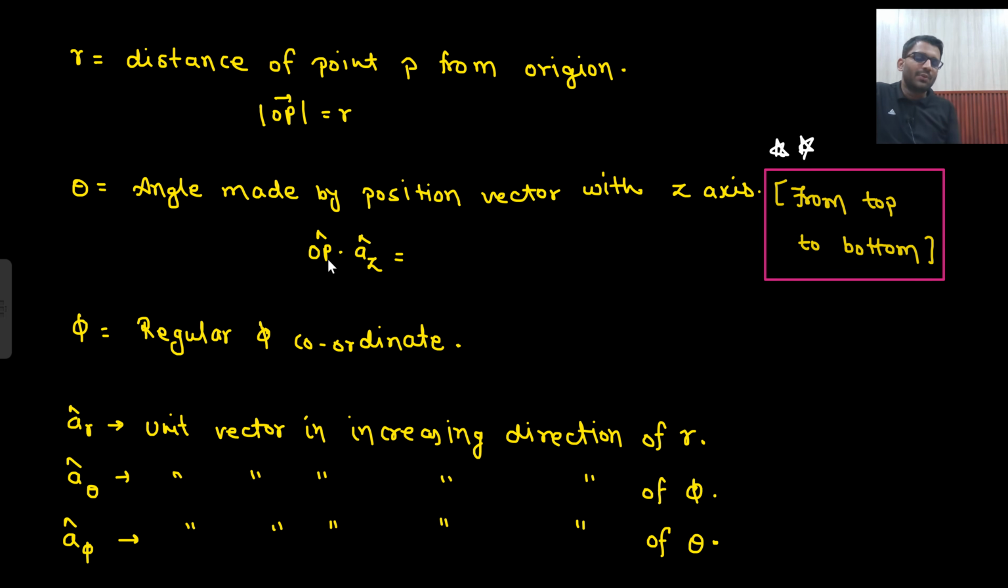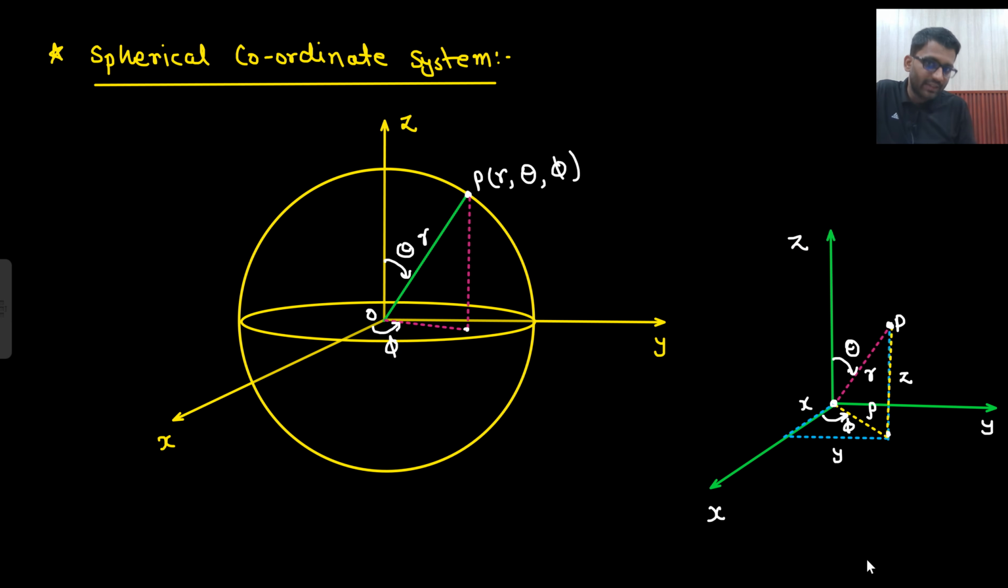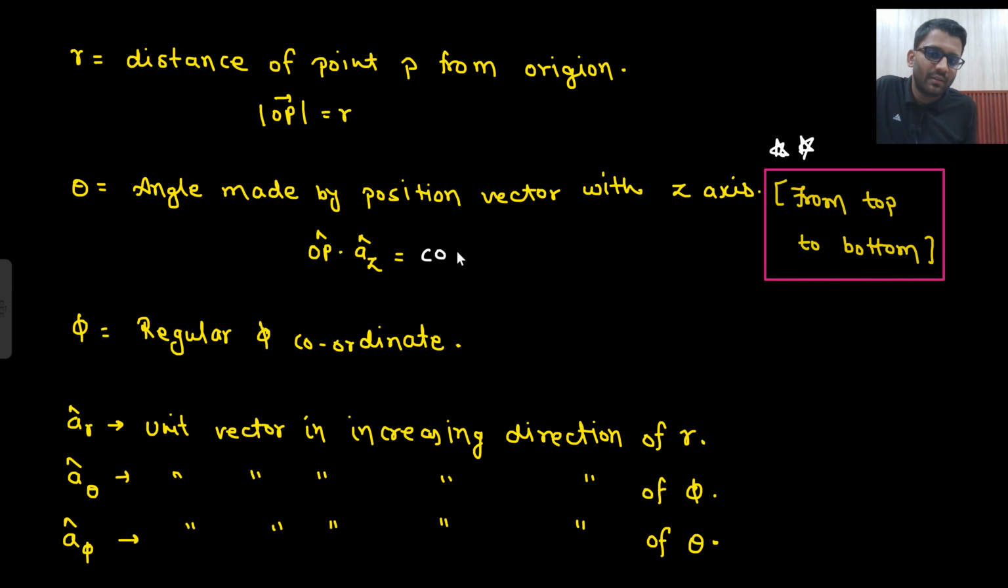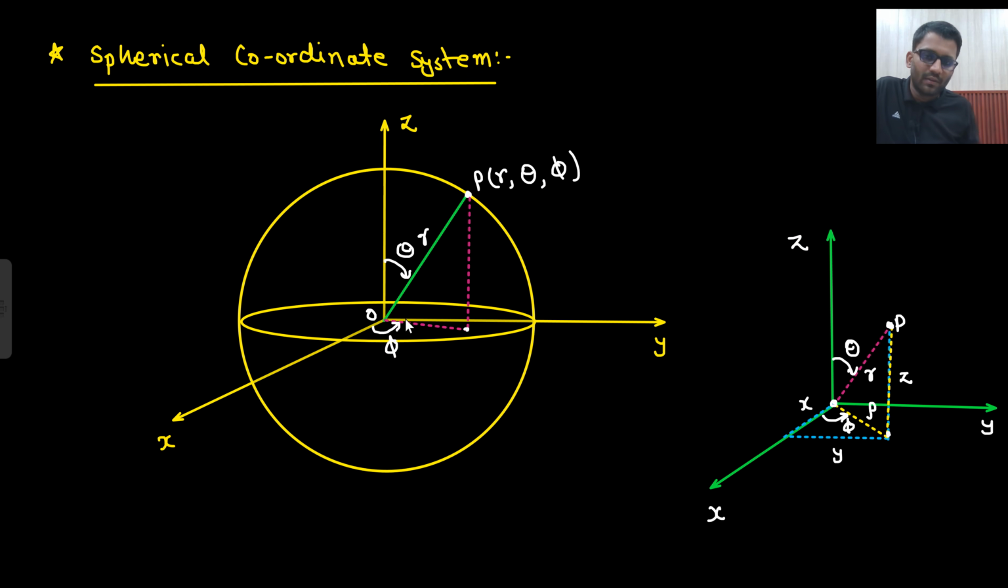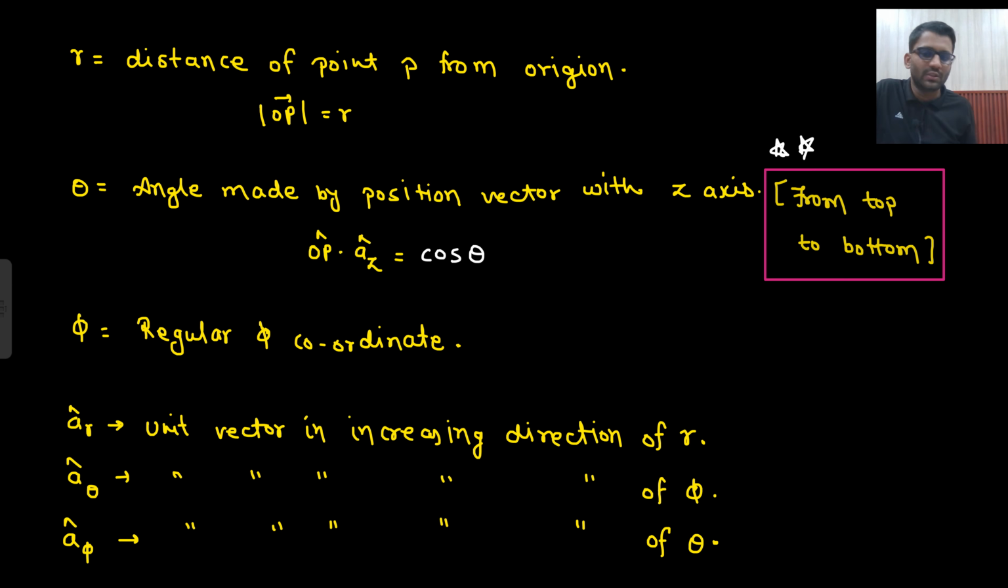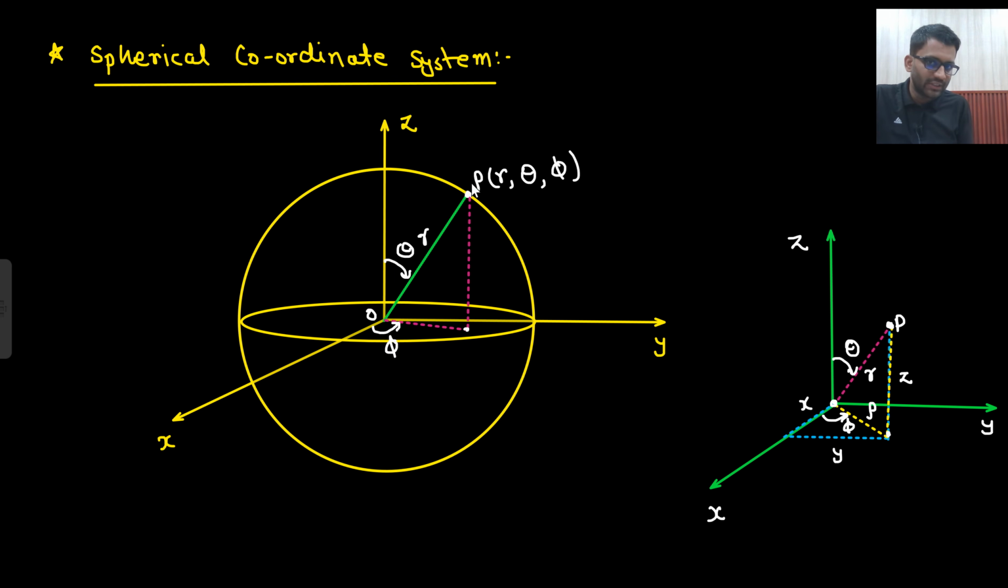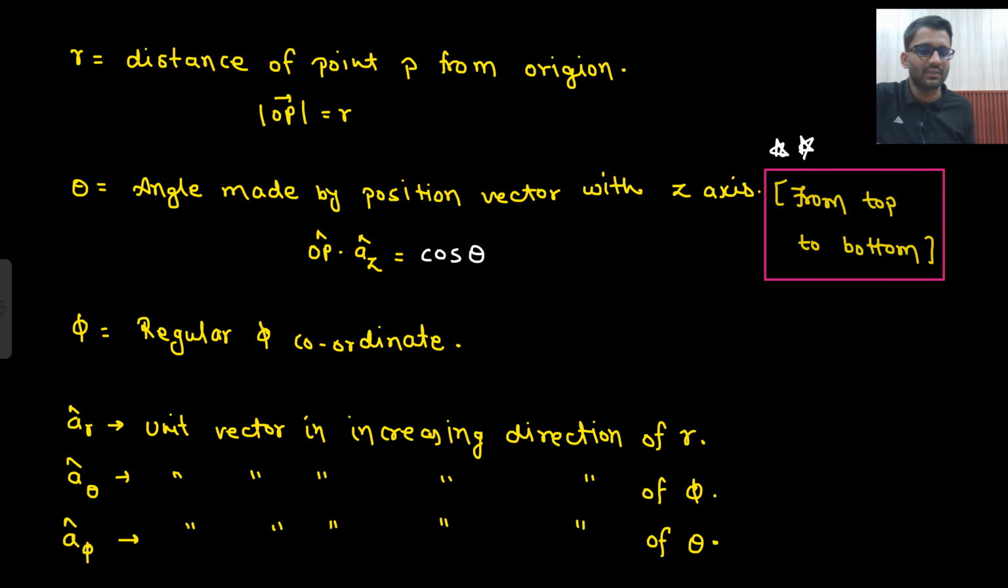Just for general information, what will be OP cap dot az cap? That will be cos theta, right? OP cap dot az cap will be cos theta. This phi is the regular phi coordinate, which we have already studied in the cylindrical coordinate system. What was phi? The projection of point P, or the projection of OP on the xy plane, making an angle phi with the x-axis in the anti-clockwise direction, right?